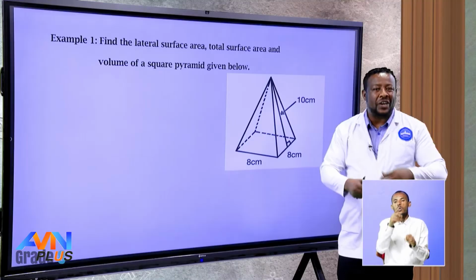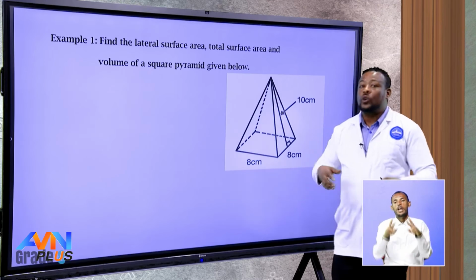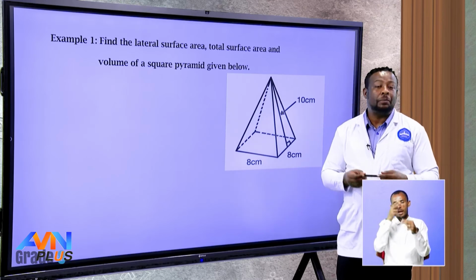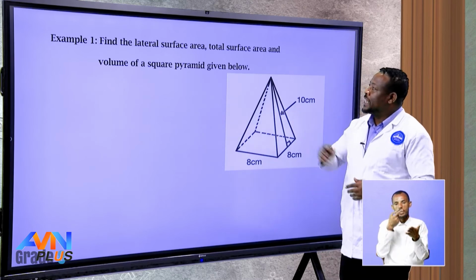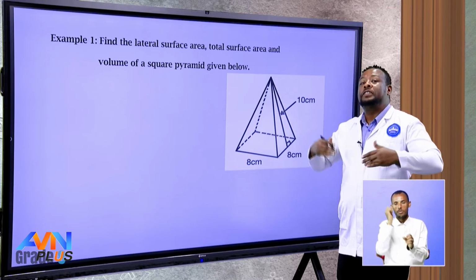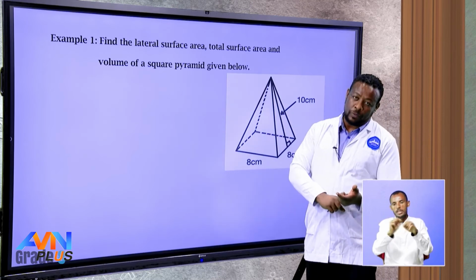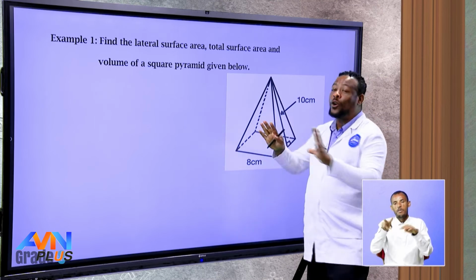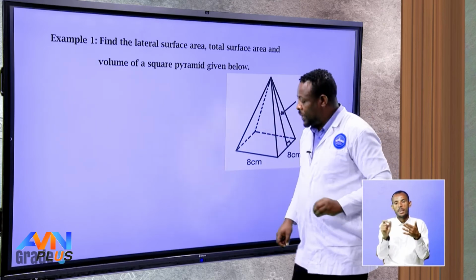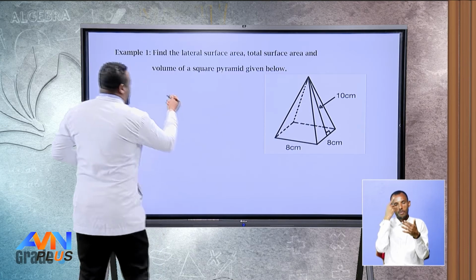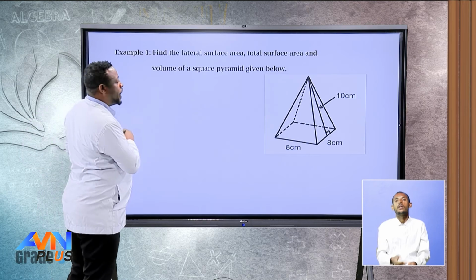You can call it a triangular pyramid if the base is triangular, or a rectangular pyramid if the base is rectangular. So the specific naming of any pyramid is dependent on the base. Now here in this first example, we are asked to find the lateral surface area of this pyramid, the total surface area, and the volume. To calculate all these three things, you need to remember the formulas that we already derived, and we picked some formulas for volume. So let's start with the lateral surface area.